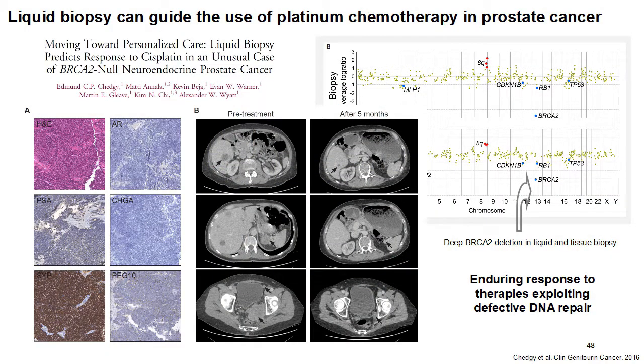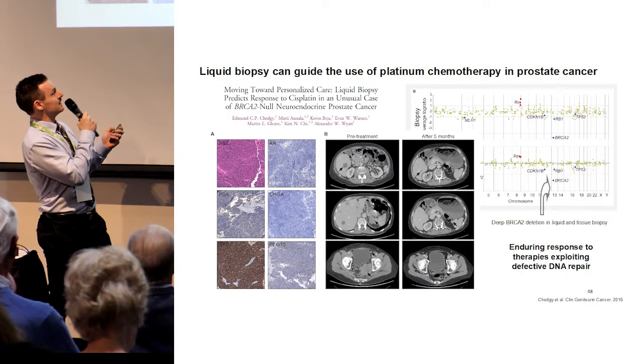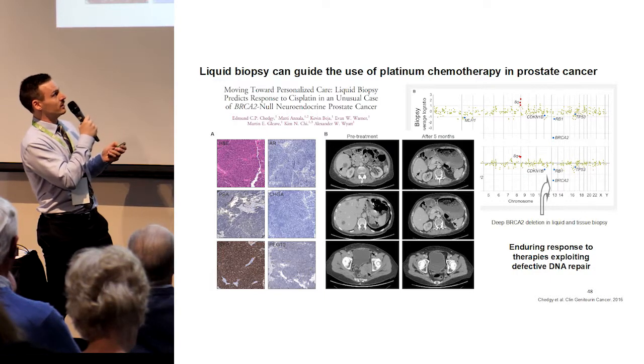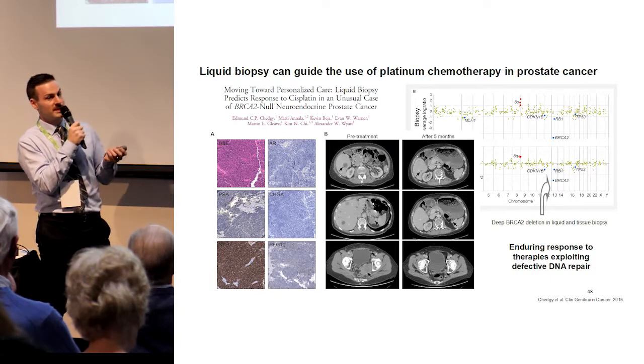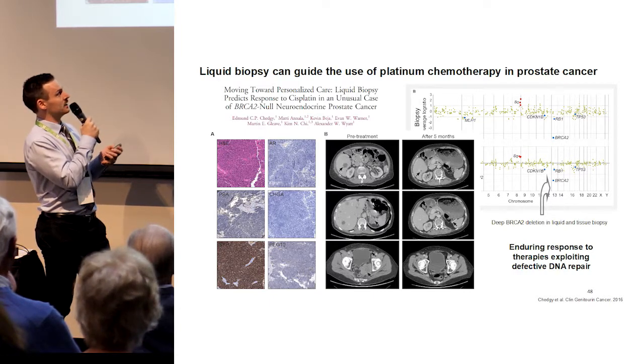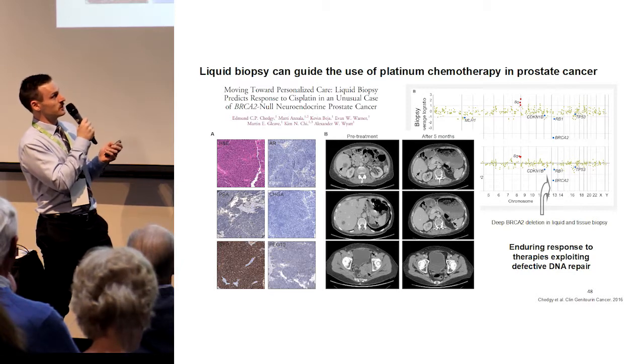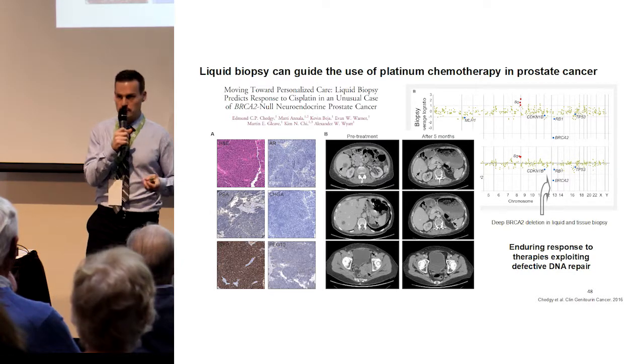Here's just one case example in prostate cancer of where a patient who had liver metastases, we profiled his blood sample and found something which might suggest sensitivity to platinum-based chemotherapy. And this patient subsequently exhibited a remarkable response to platinum, and 2 years on is still responding.